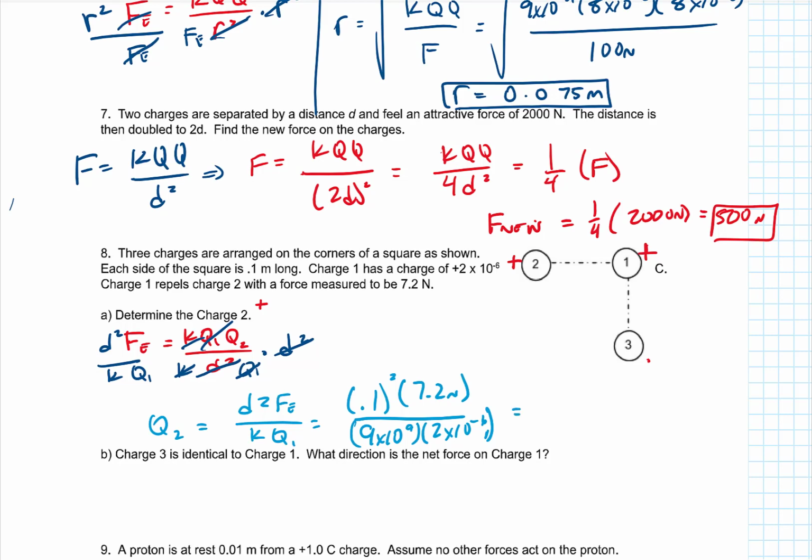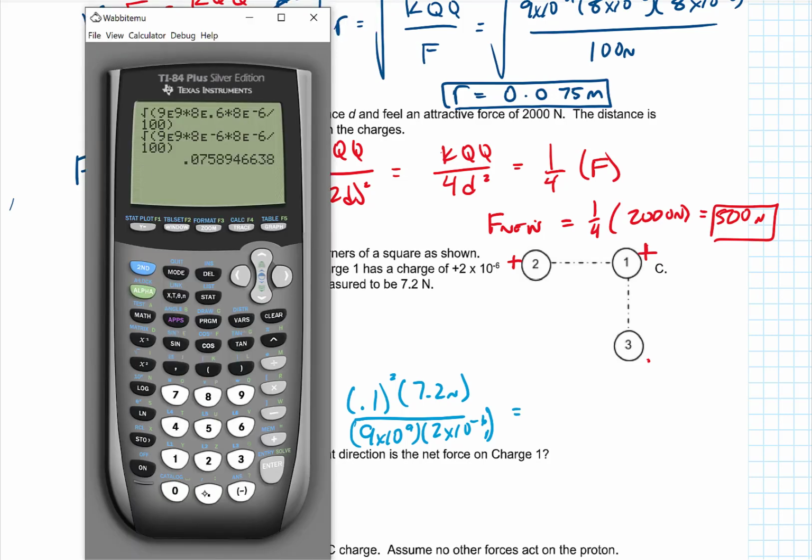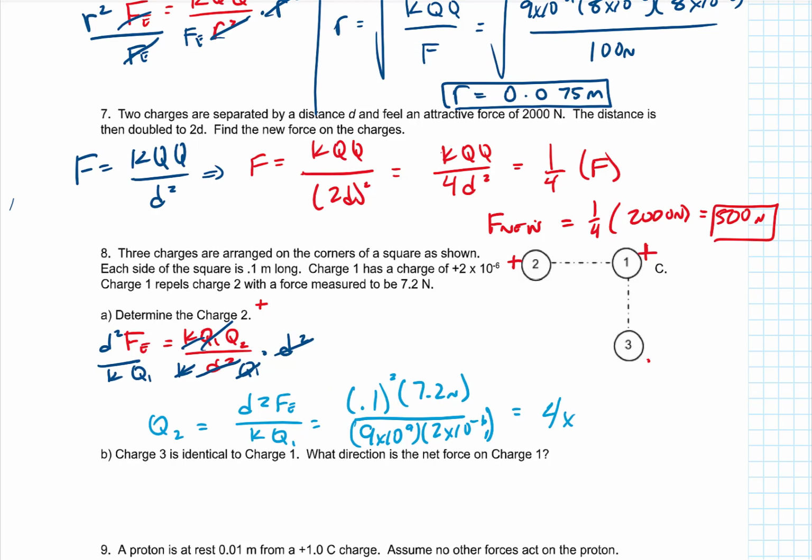So we can put that all into our calculator. We get 0.1, I'll clear that out, 0.1 squared times 7.2 divided by, we'll close parentheses because there's two things down there, 9 times 10 to the 9th times 2 times 10 to the negative 6th. We put that all in and we get 4 times 10 to the negative 6 coulombs is charge 2. So charge 2 is 4 times 10 to the negative 6 coulombs.